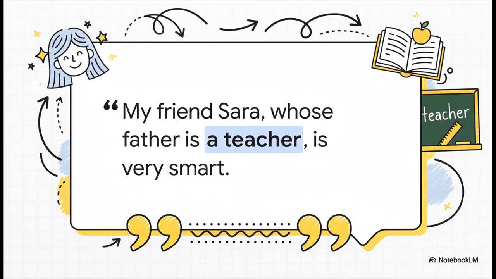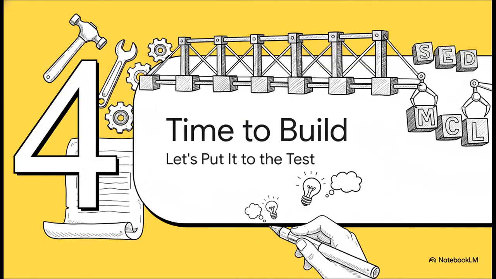And here's another one. My friend Sarah is very smart. The main point here is about Sarah being smart. The fact that her dad is a teacher, that's interesting for sure, but it's not essential to the sentence. It's bonus info. So we follow our golden rule and set it apart with commas. Easy peasy. Okay, you've got the tools, you've got the blueprints. Now it's time to get your hands dirty and actually build some sentences. Let's see if you can put these new skills to the test.